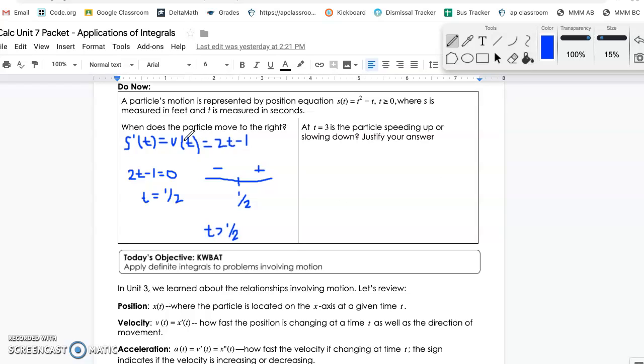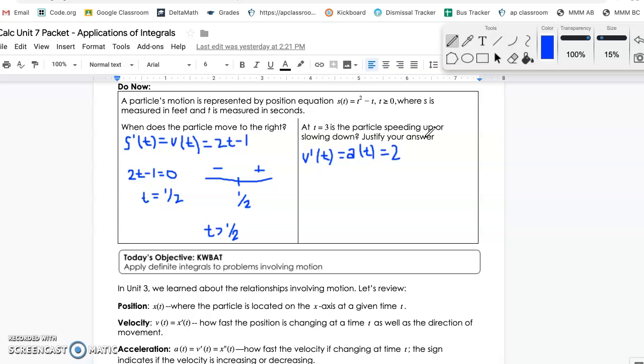And we know acceleration is the derivative of velocity. So v prime of t equals a of t. And the derivative of 2t minus 1 is just going to be 2. So we know that both velocity and acceleration are positive at t equals 3.